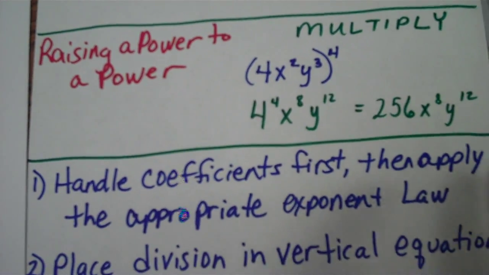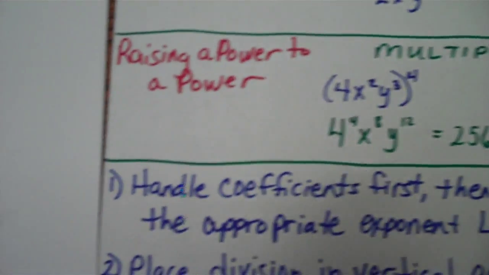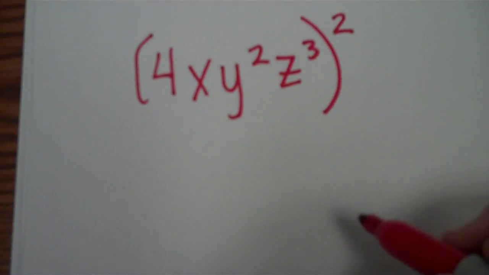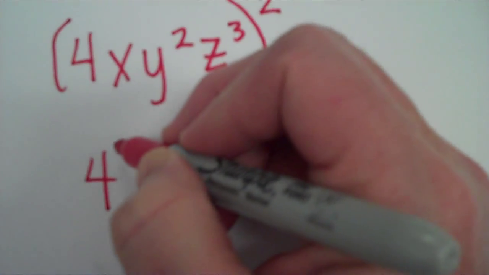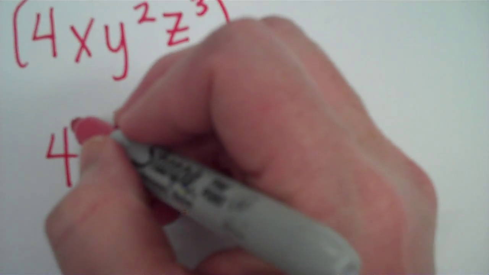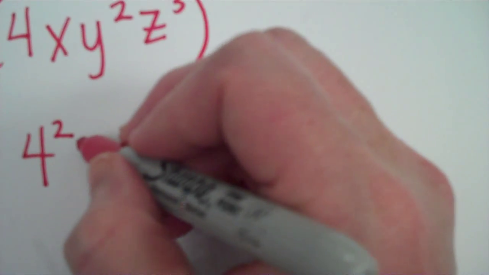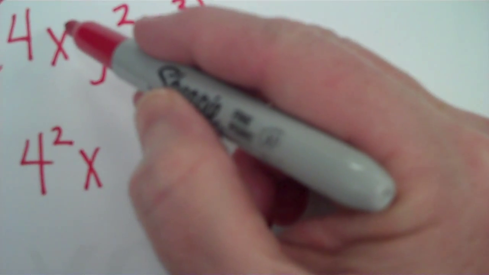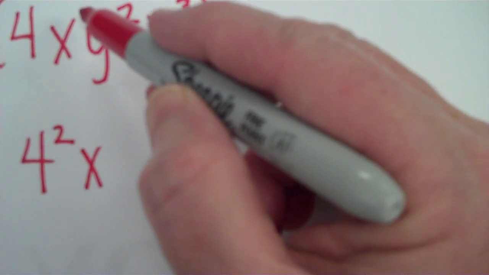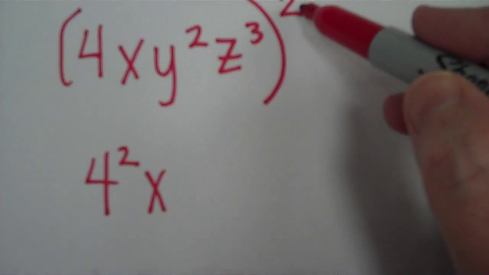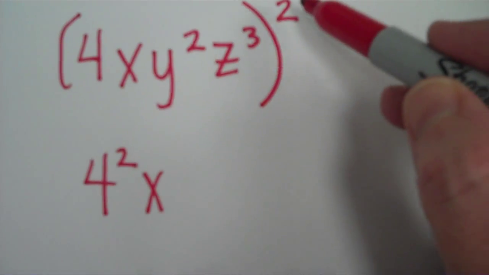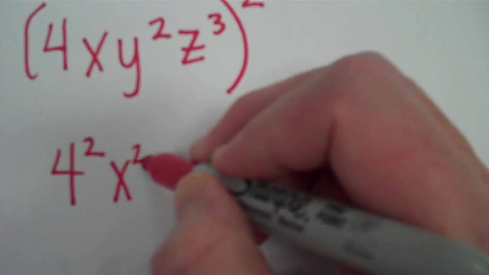The first rule, though, is to handle our coefficient first. So coming back over here, we start with our coefficient. We have 4, and we're going to square it. So 4 squared, then we have x. The exponent to x is 1 because it's not written there. The exponent that we're raising it to is 2. So 1 times 2 is 2.